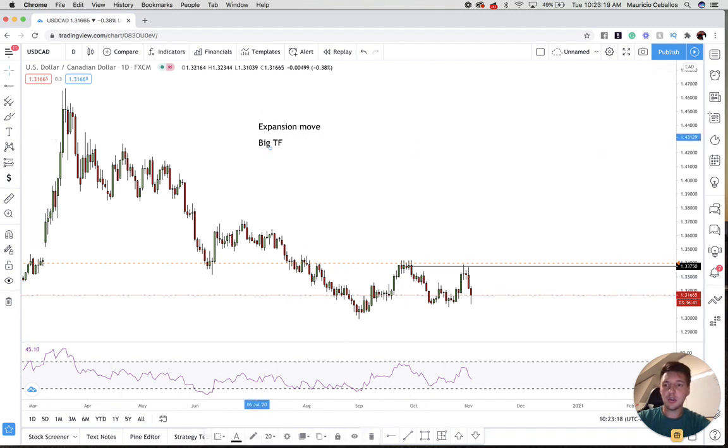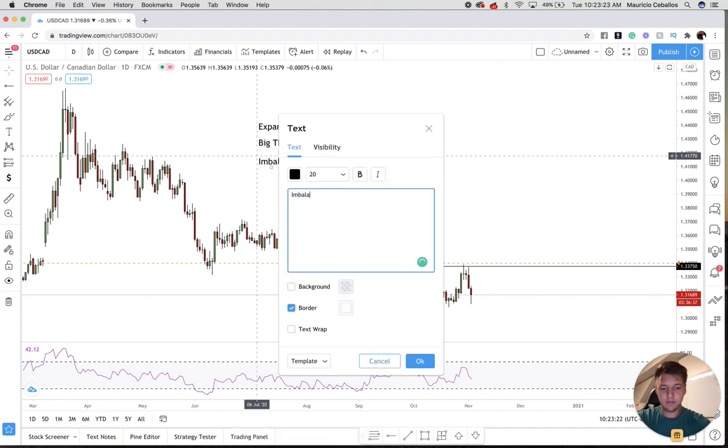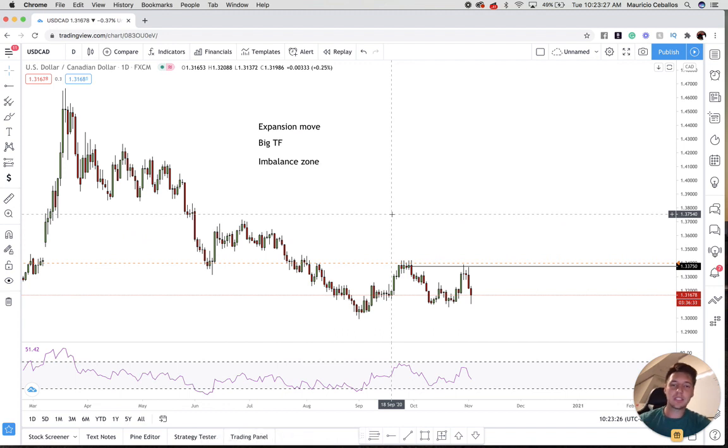And then you also want to be able to identify imbalance zones. So if some of these words went over your head and you weren't able to take them in, don't worry. I'm going to explain that to you guys.